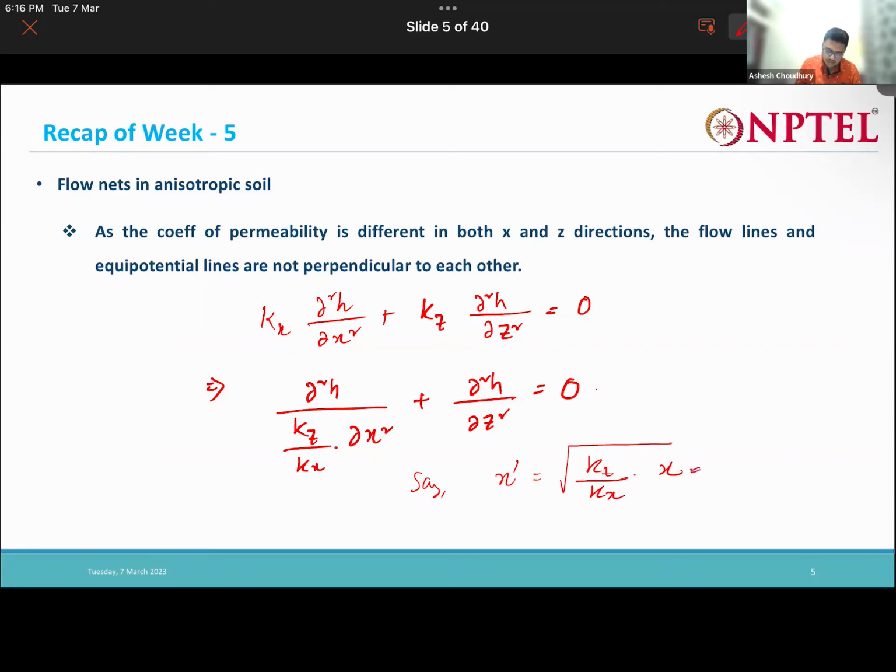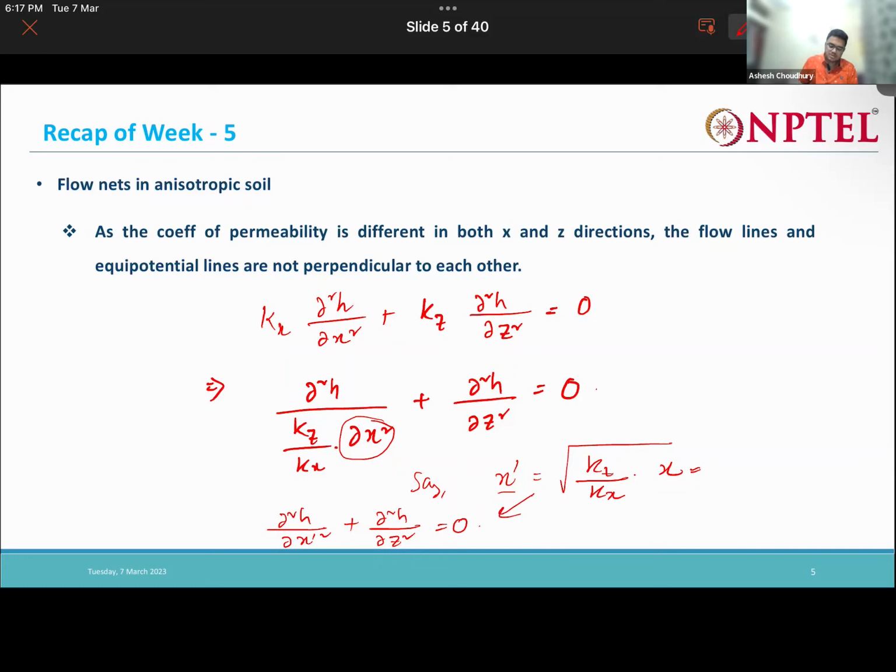So after this, what happens? Our equation turns out to be ∂²h/∂x'² + ∂²h/∂z² = 0. Okay, so we are changing this x as x', we are transforming this x as x', right? So if we use this transformation, our Laplace equation then turns out to be this.